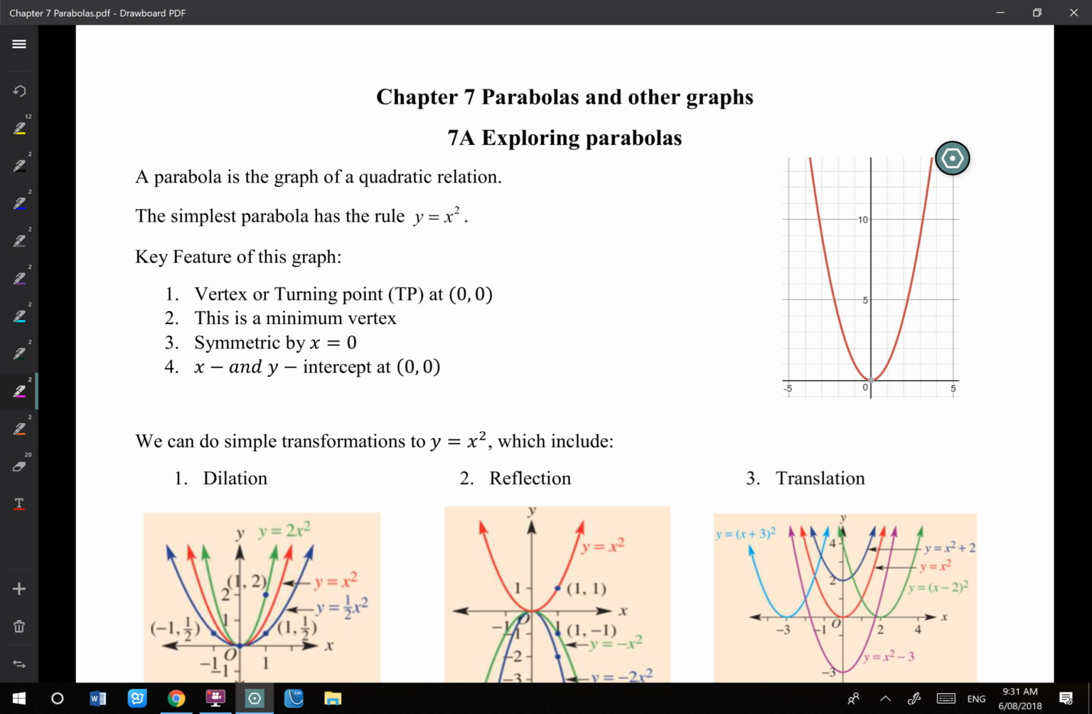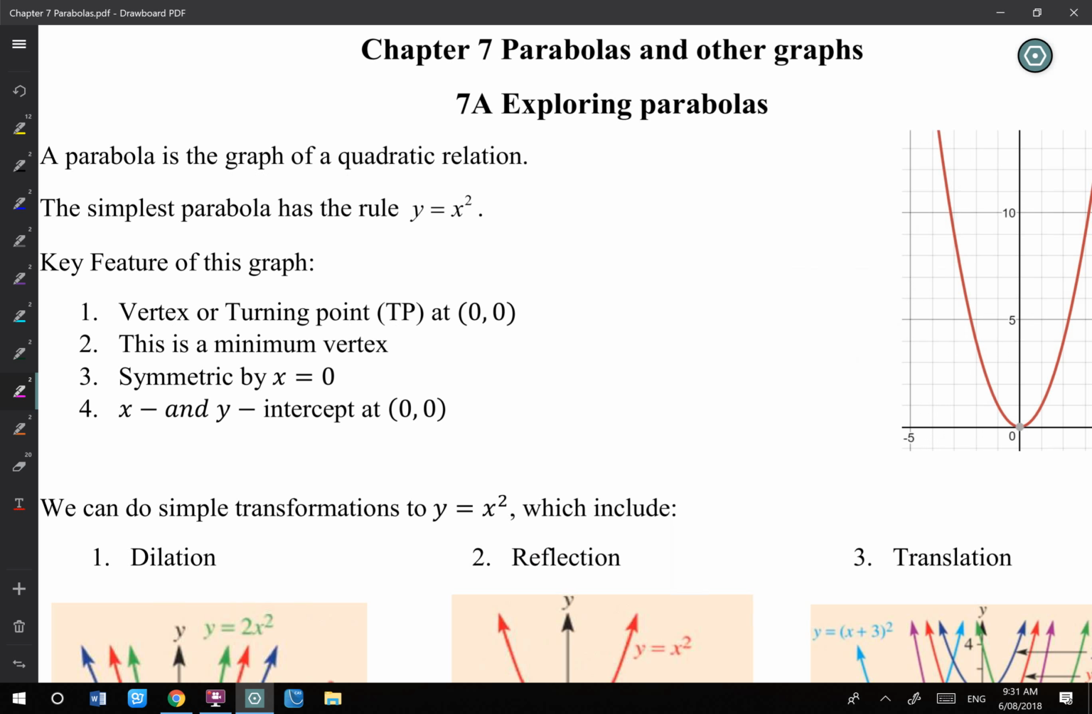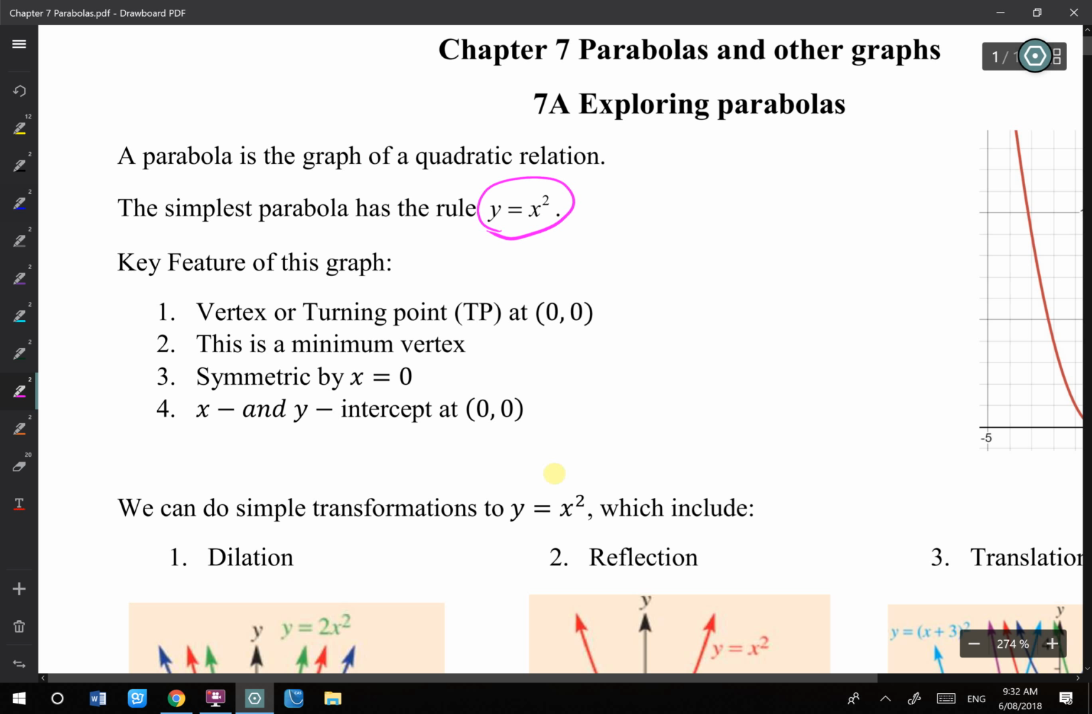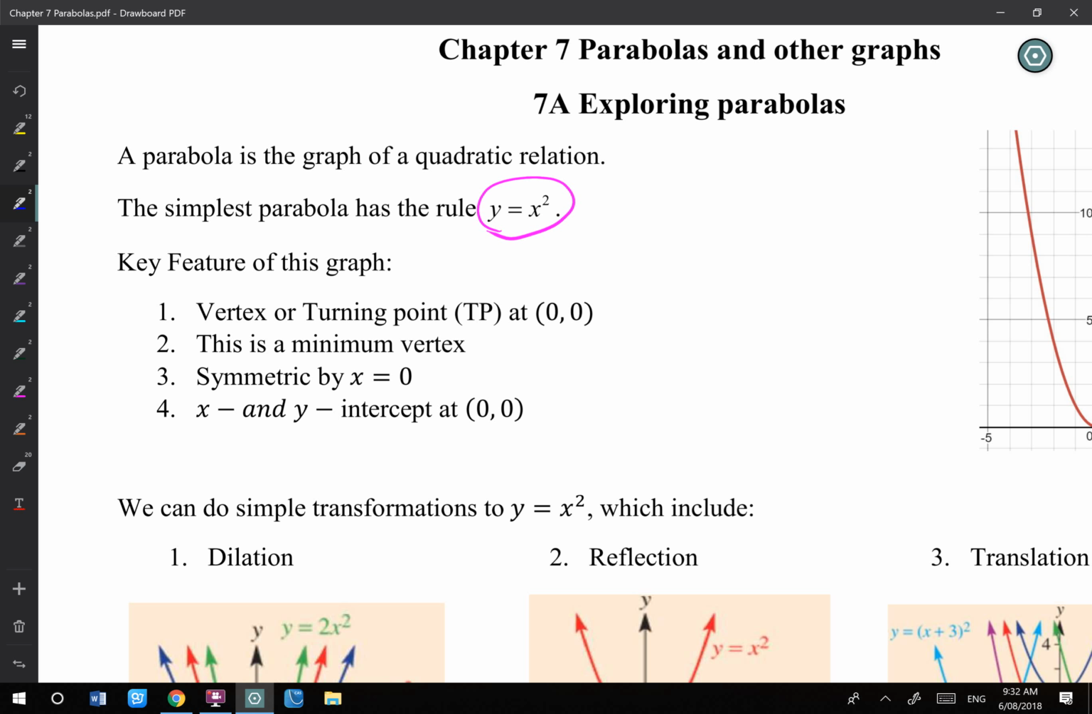All, we talk about the basic shape of the quadratic equation. So the simplest parabola graph will have the rule of y equals x squared. Okay, that's the easiest one. y equals x squared. And I believe in Year 9 you have learned this.